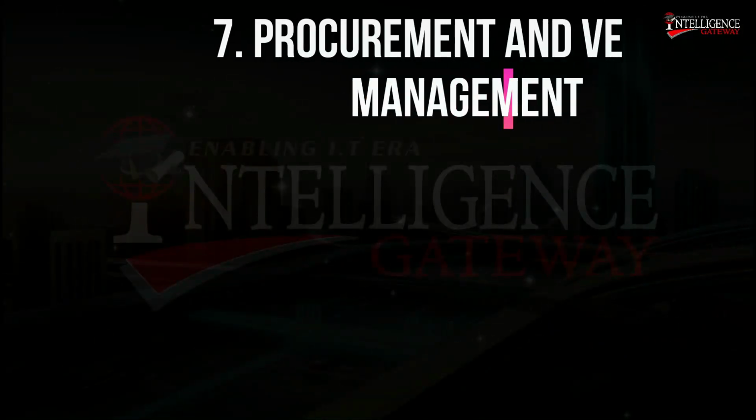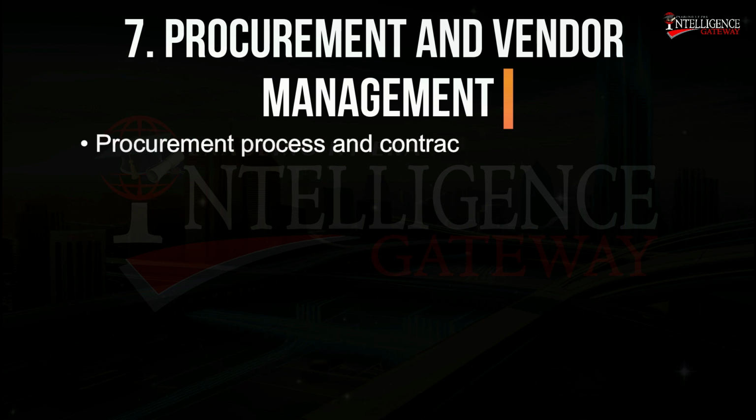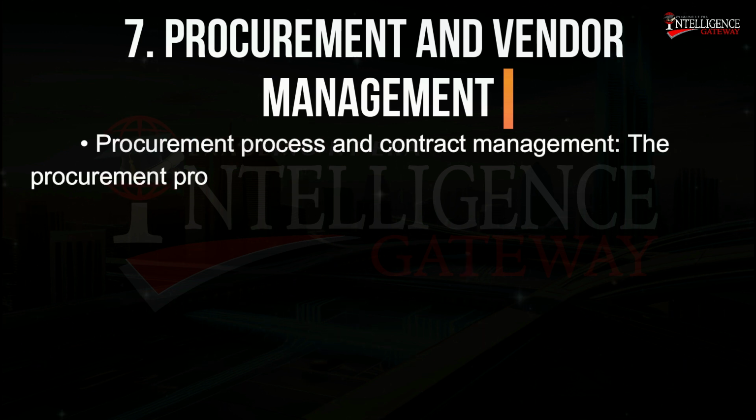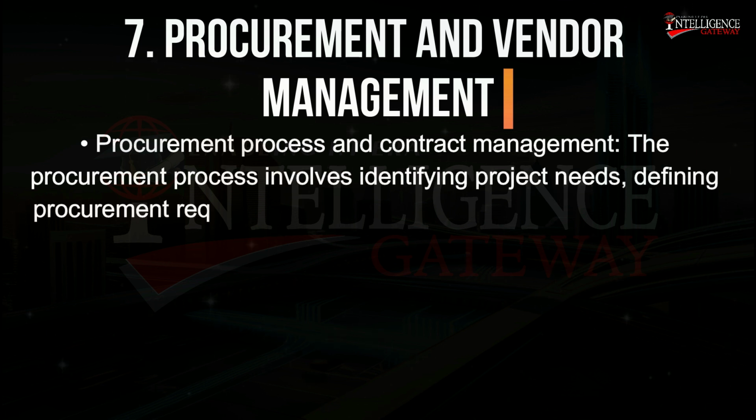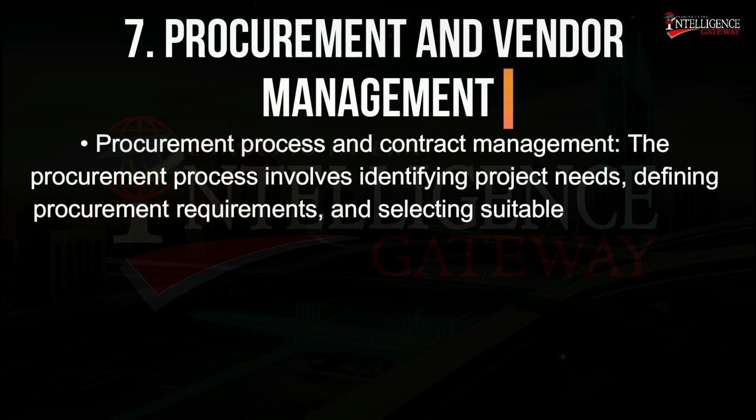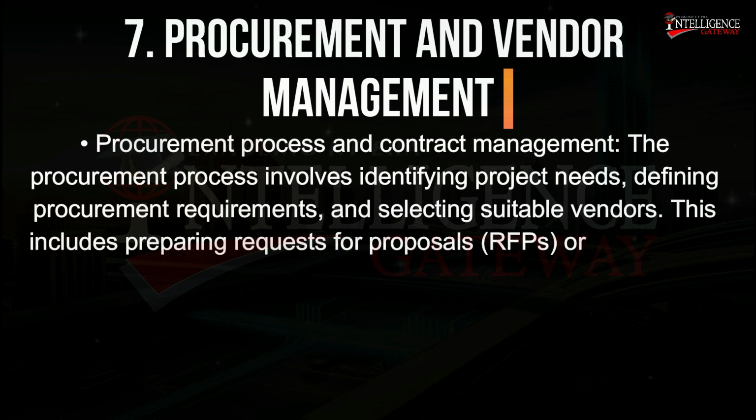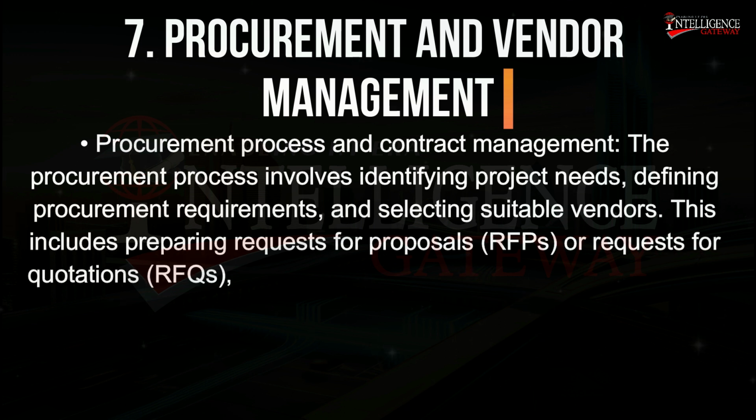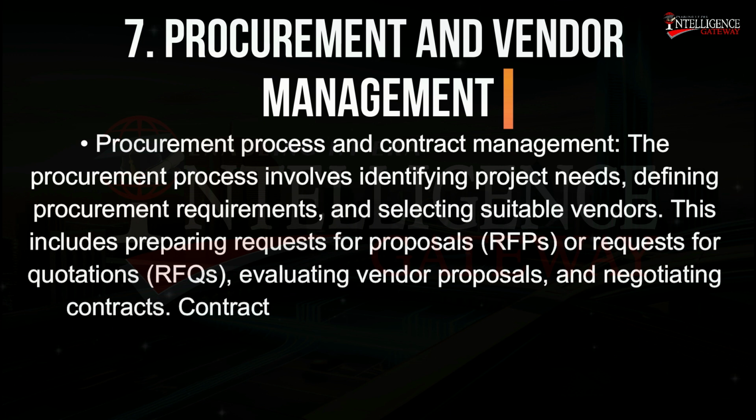7. Procurement and vendor management. Procurement process and contract management. The procurement process involves identifying project needs, defining procurement requirements, and selecting suitable vendors. This includes preparing requests for proposals (RFPs) or requests for quotations (RFQs), evaluating vendor proposals, and negotiating contracts.